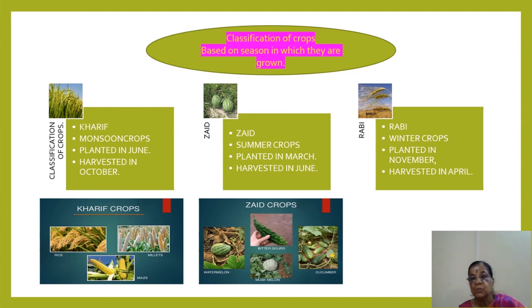We come across one more term, zaid crop. It is a summer crop, planted during March and harvested during June. Watermelon, beetroot, and then cucumber and muskmelon, the kidney plant we call it. So these are all zaid crops. I hope you understand this.